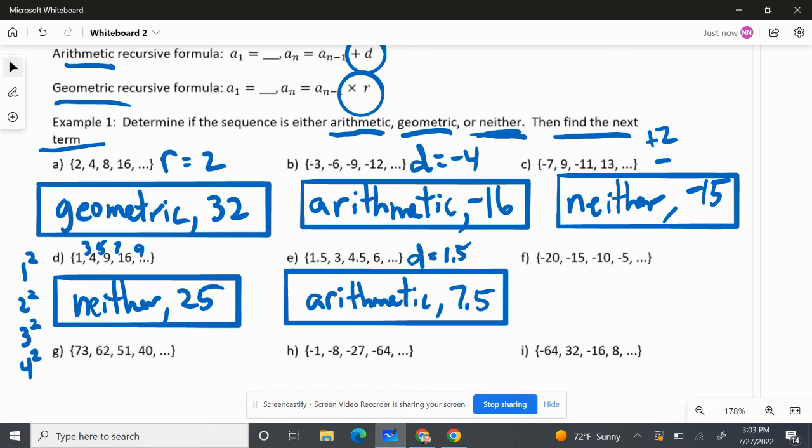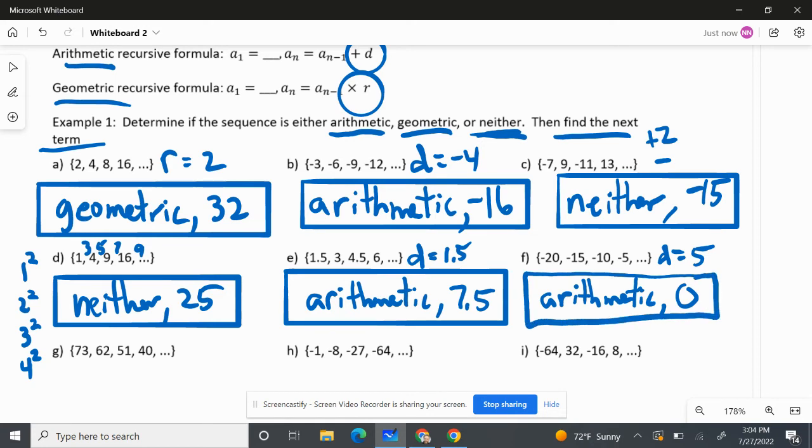For letter F, we have -20, -15, -10, -5. What we notice is that we're adding 5. So that's a common difference of 5. It's plus 5, so that means it's arithmetic. And if we're adding 5, -5 plus 5 gives us 0. Pause the video and try those next 3.